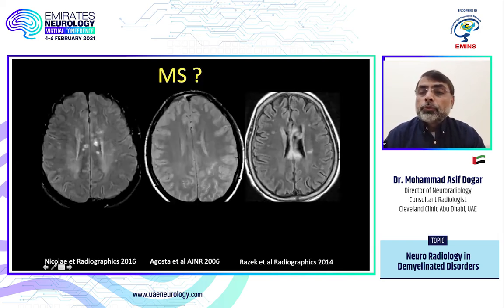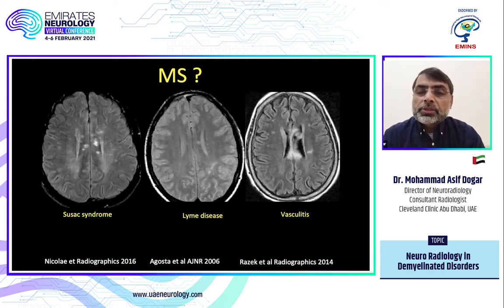Okay, before we go further, I will show you these three cases. You can look at these and think, which one of these has MS? I'll give you a second here. So the first case is Susac syndrome. The second one is Lyme disease. And the third one is vasculitis. I just showed these cases to emphasize that these white matter changes are very common and not all of them are MS.